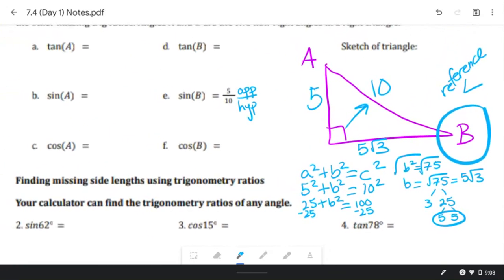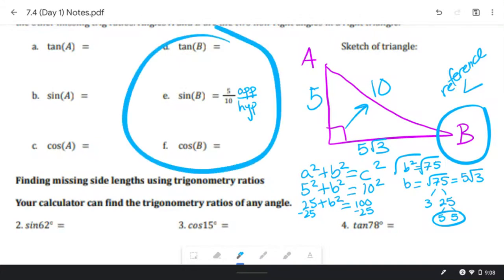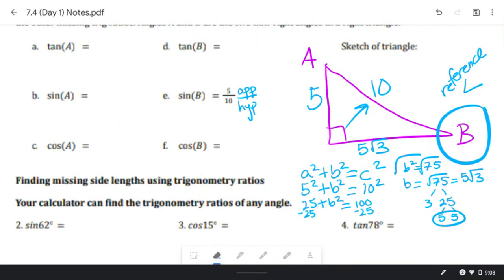And now I can figure out what my other ratios are. So tangent of A, if we go back, we're using a different reference angle. Just for the sake of this, let's use our reference angle B first. Let's do these first, and then we'll go to A. So tangent is going to be TOA, right? So opposite over adjacent. And then cosine is CAH, adjacent over hypotenuse.